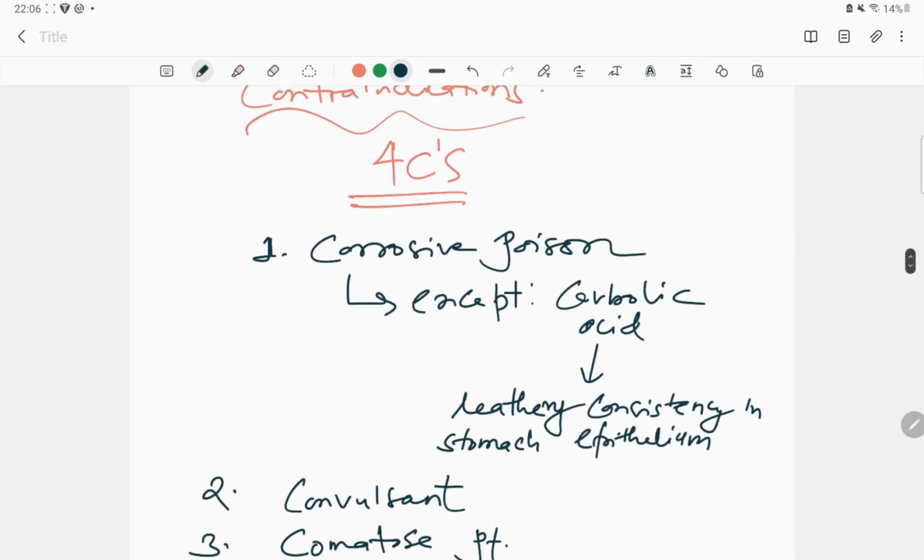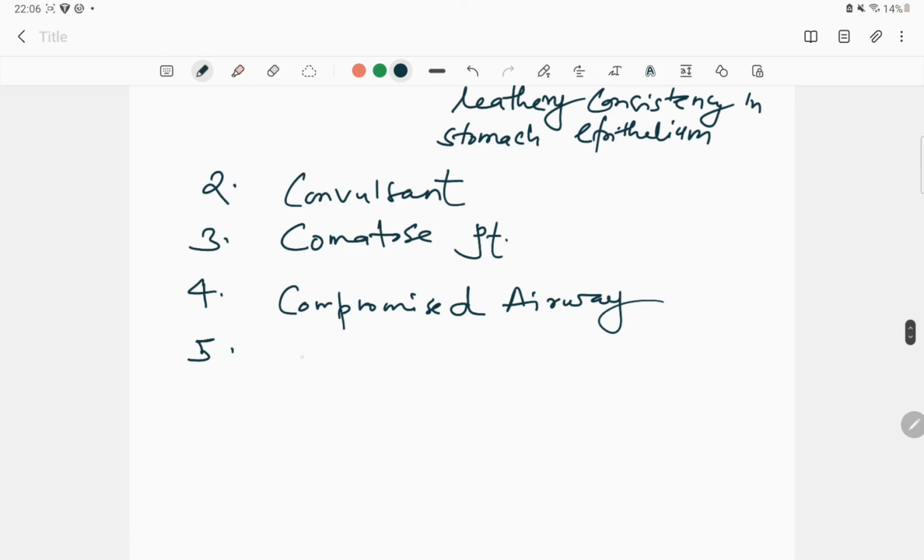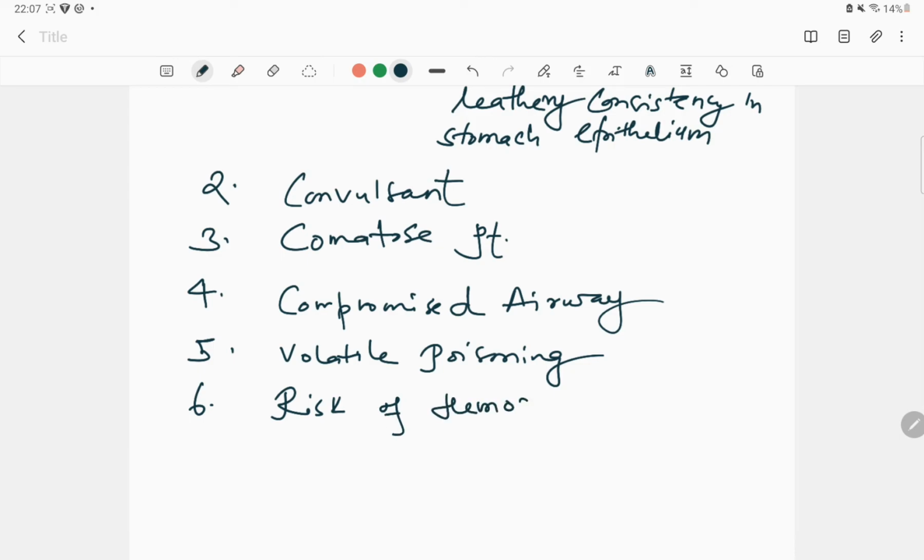So these are the main contraindications for gastric lavage. The other contraindications are volatile poisoning, like hydrocarbon poisoning. If there is a risk of hemorrhage or bleeding, gastric lavage is never done. And if there is ingestion of a foreign body, obviously gastric lavage is never done.